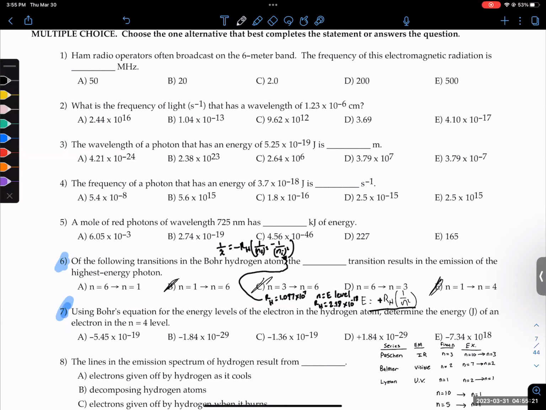Oh, that's why it's negative. Summation. Yeah, this one's negative. Okay. I was looking at the key.